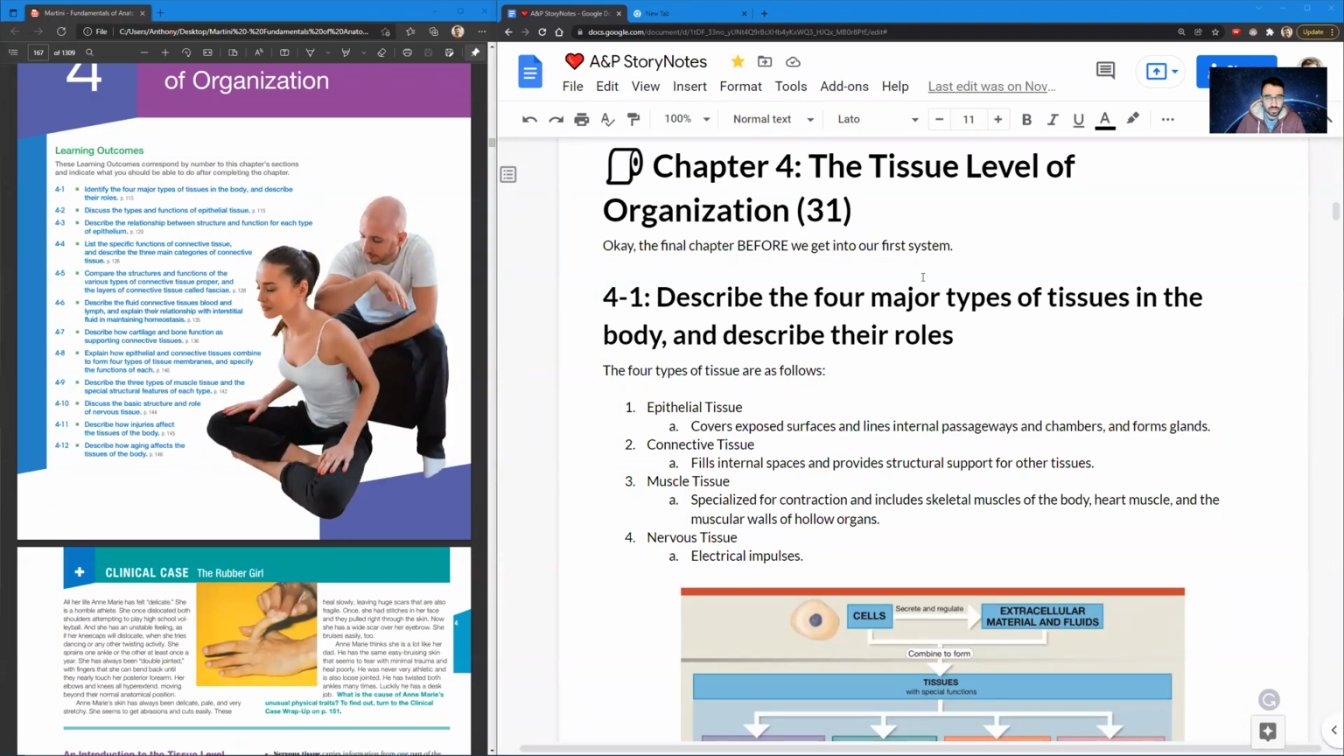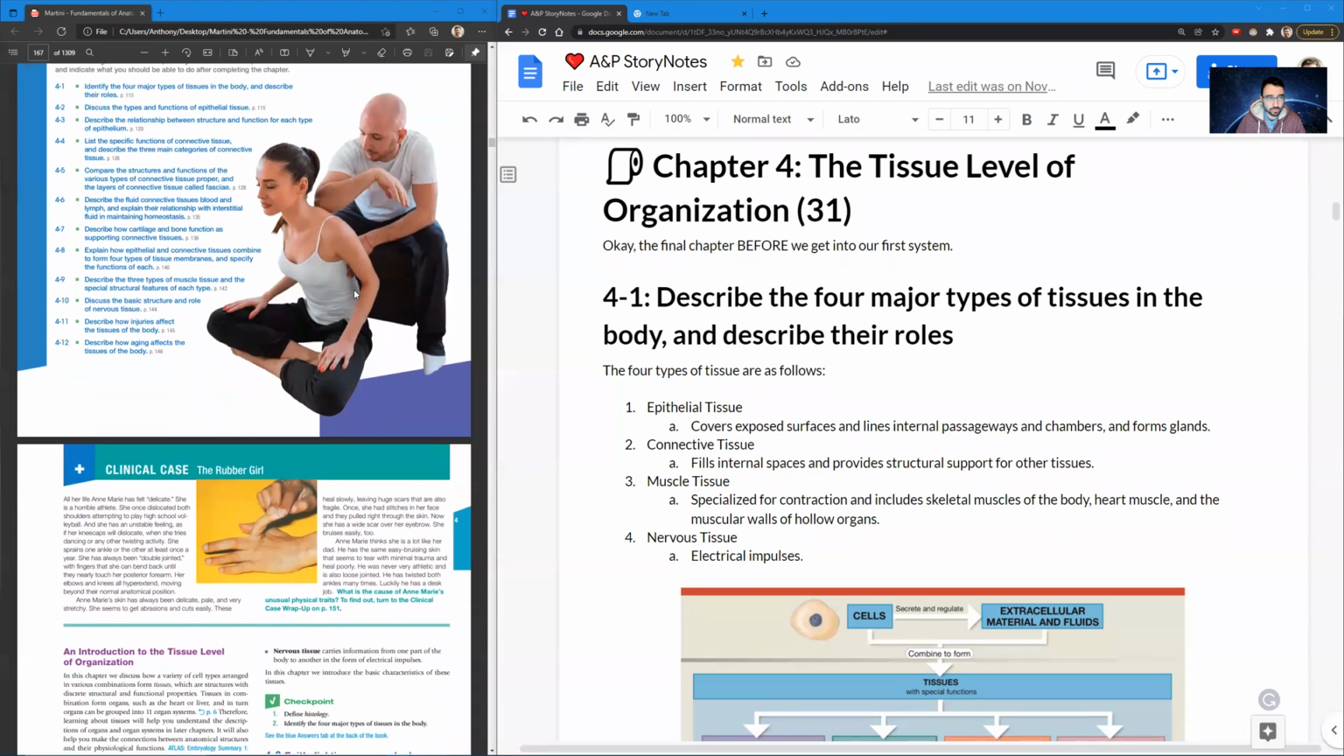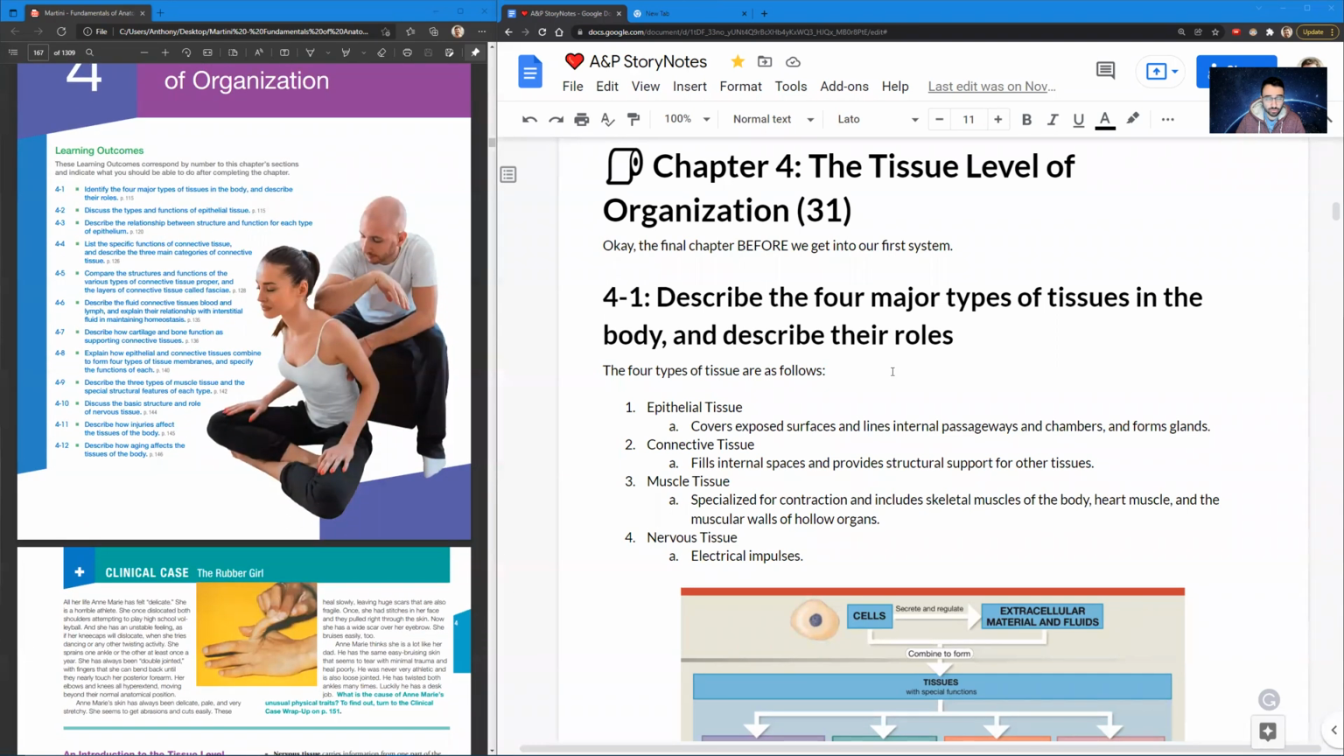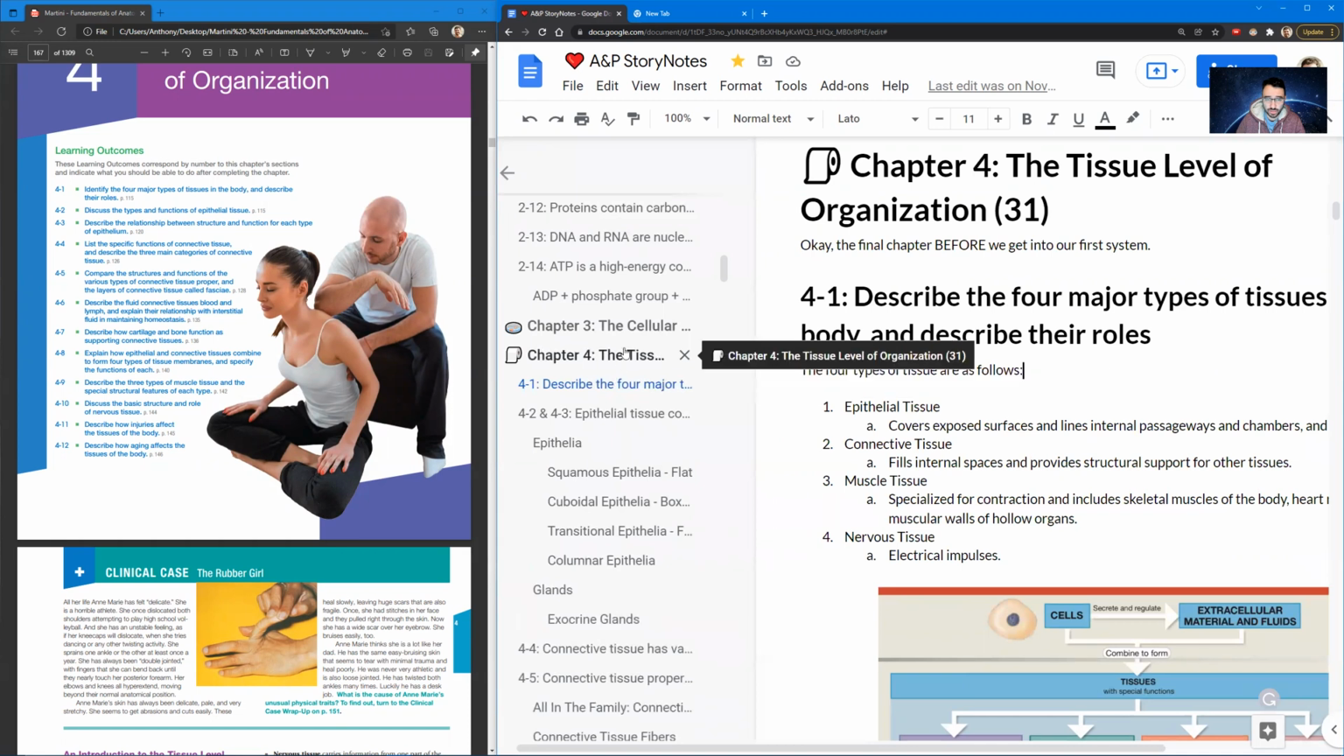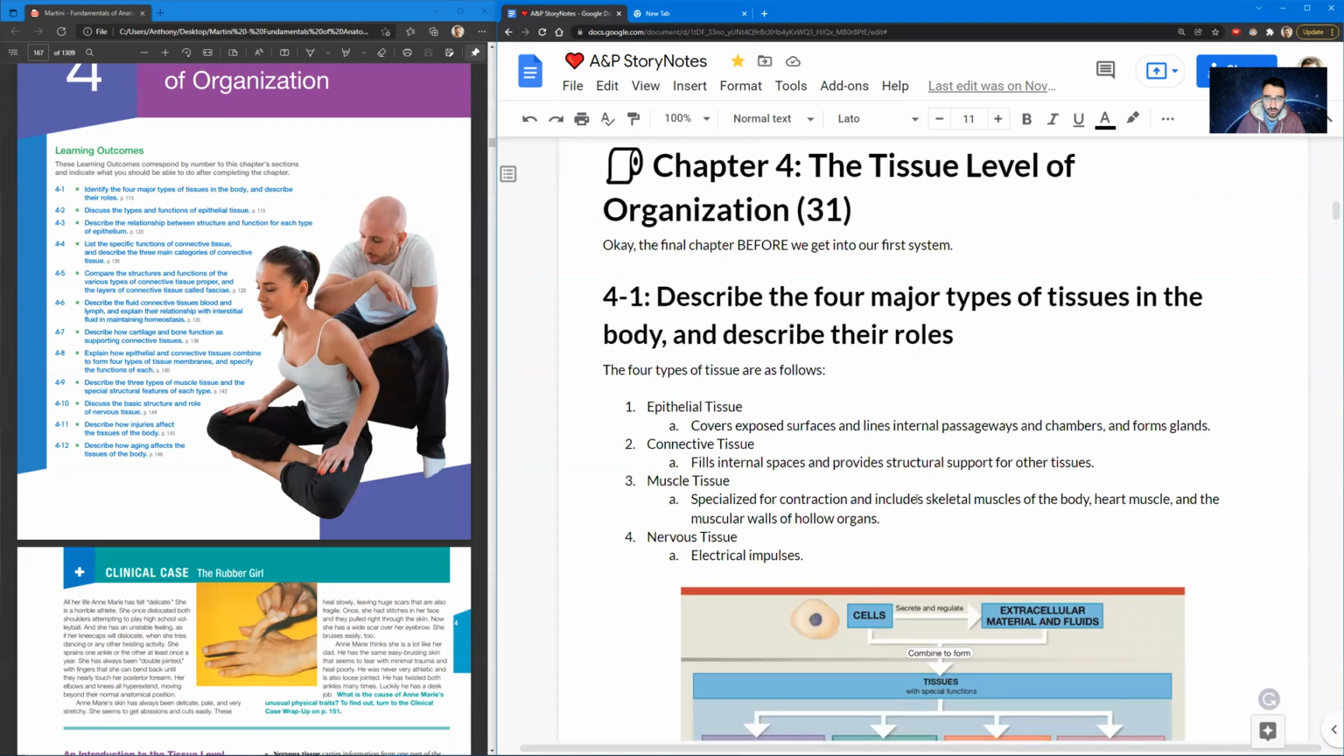All right, so we are going to dive right into chapter 4 here, which is the tissue level of organization. And this kind of is like the first new chapter of A&P. We did skip chapter 3, which is the cellular level of organization. I mean, that's mostly review from Bio 1. So we're going to dive right in here.